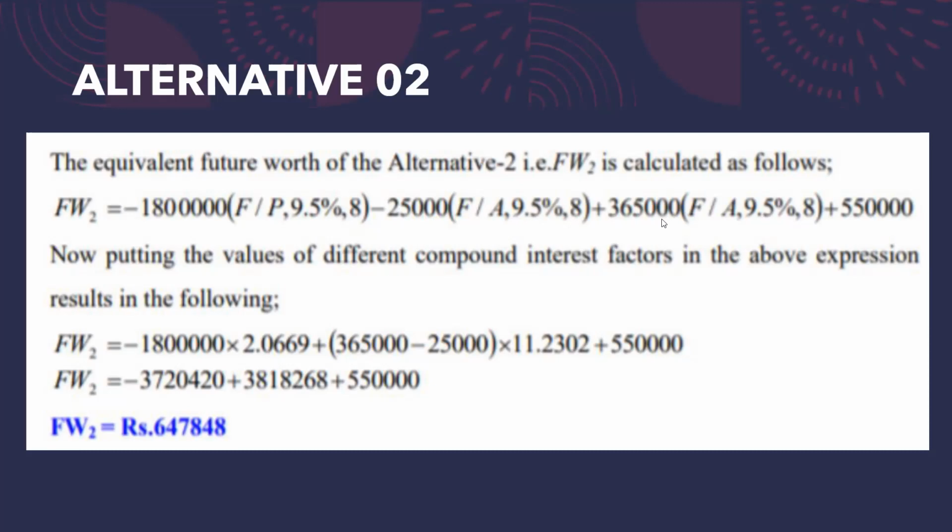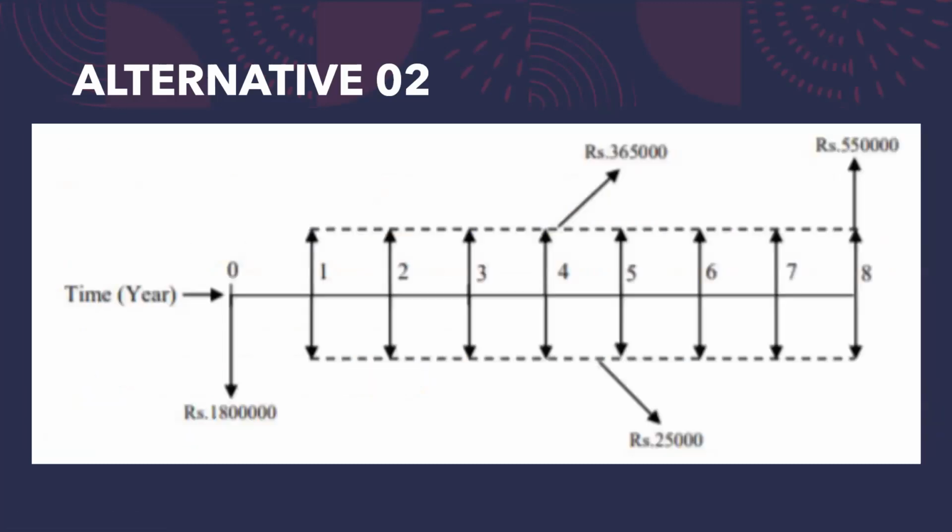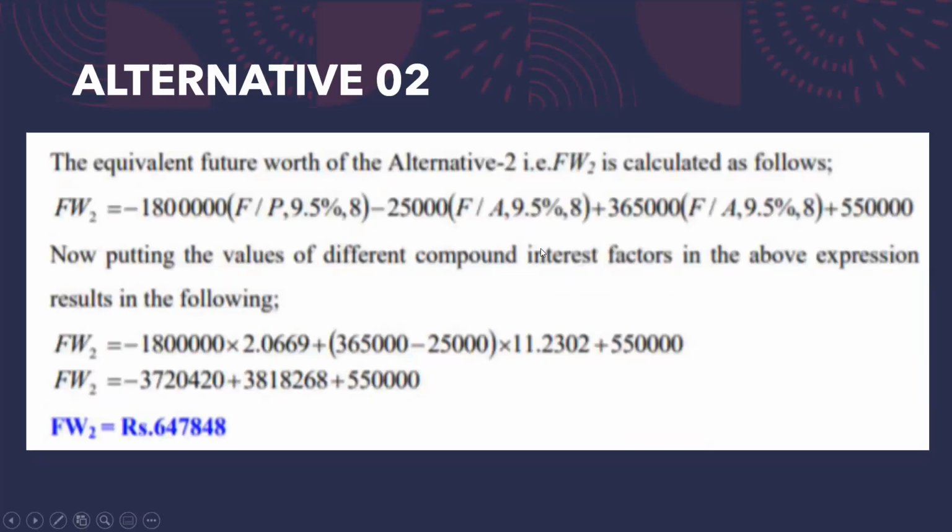Then 365,000 is the annual revenue we gain, so it's again an annual value. We are converting this annuity into the future worth value with an interest rate of 9.5% for 8 years. And at the end, you have 550,000 of salvage value. What we do here is calculate the total worth at the end of the period, converting all the other values into the future worth at the end date of the period.